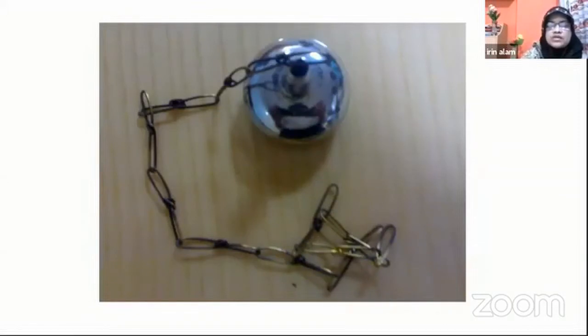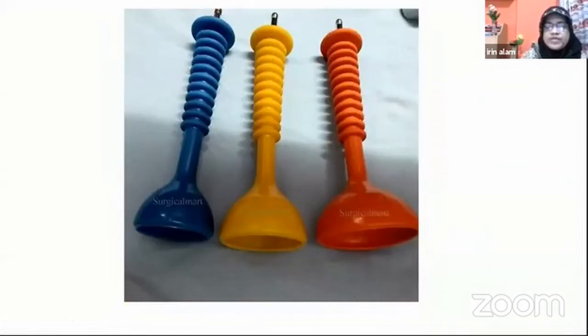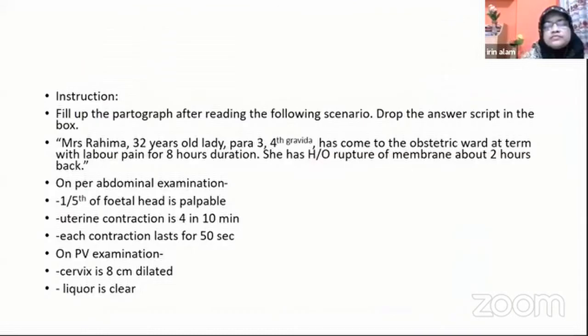A question may be asked, what are the advantages of ventouse over forceps? Ventouse is less injurious to the mother, and sometimes it is said that it can be used even if the cervix is not fully dilated or the head not fully rotated. So this is the advantage. There may be a question on the partograph.